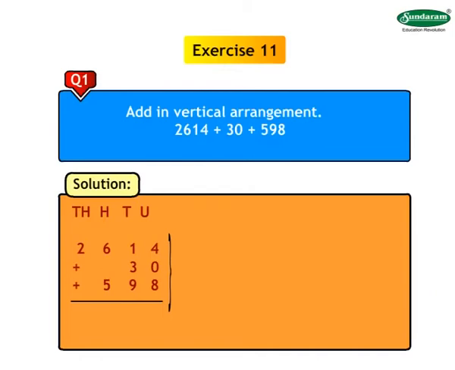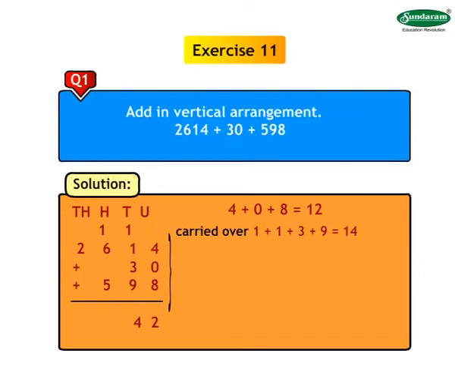Add digits in units column. 4 plus 0 plus 8 is equal to 12. Write digit 2 of the number 12 under units column of the answer. The digit 1 in tens place of number 12 is carried over to the tens place column as shown. Now, add digits in the tens place, that is, carried over 1 plus 3 plus 9 is equal to 14. Write the digit 4 of the number 14 in tens column of answer to the left of the digit 2. The digit 1 in tens place of 14 is carried over to the hundreds column.